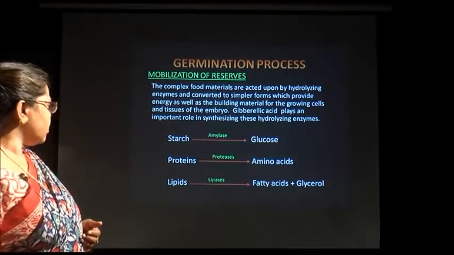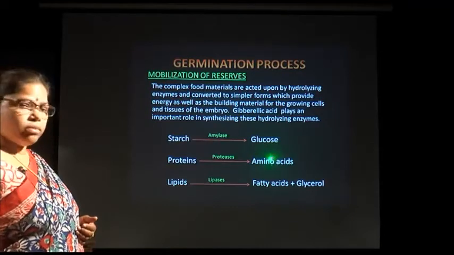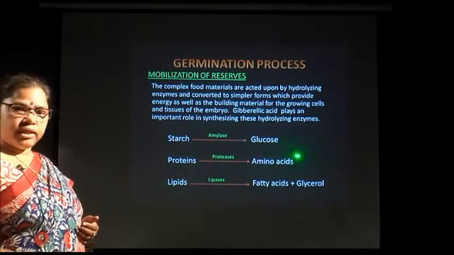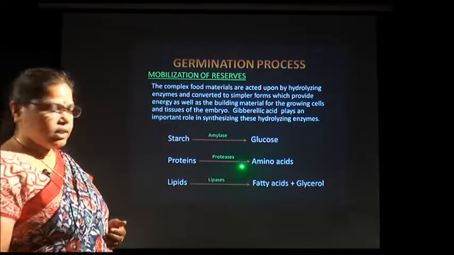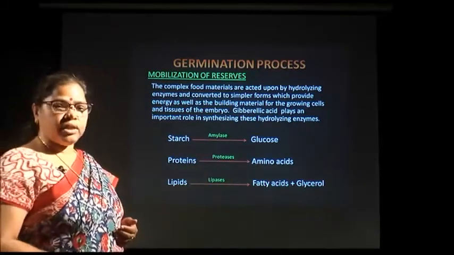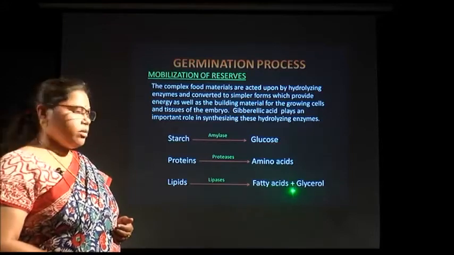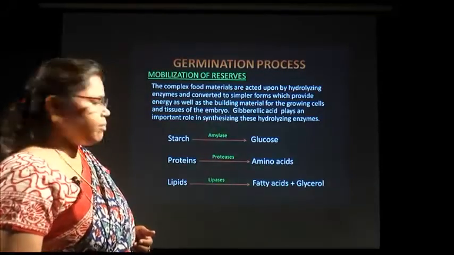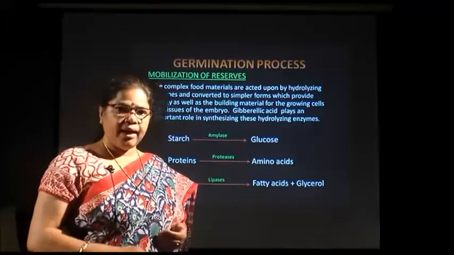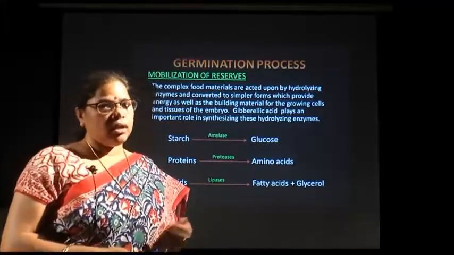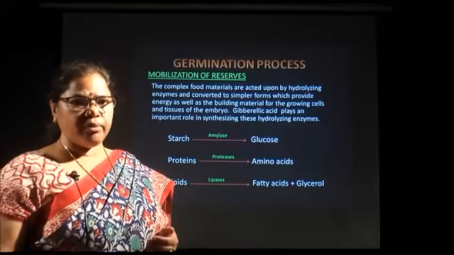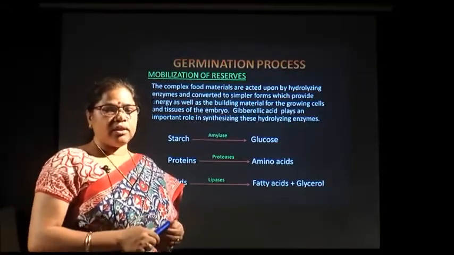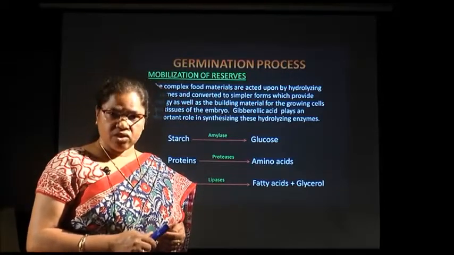For example, starch is converted into glucose by the enzyme amylase. Similarly, proteins are converted into amino acids by the enzyme proteases, and lipids are converted into simpler forms, fatty acids and glycerol, by the enzyme lipases. All these enzymes are known as hydrolyzing enzymes, and these are formed due to the action of the hormone gibberellin inside the growing embryo, and all these reactions together are known as mobilization of the reserves.